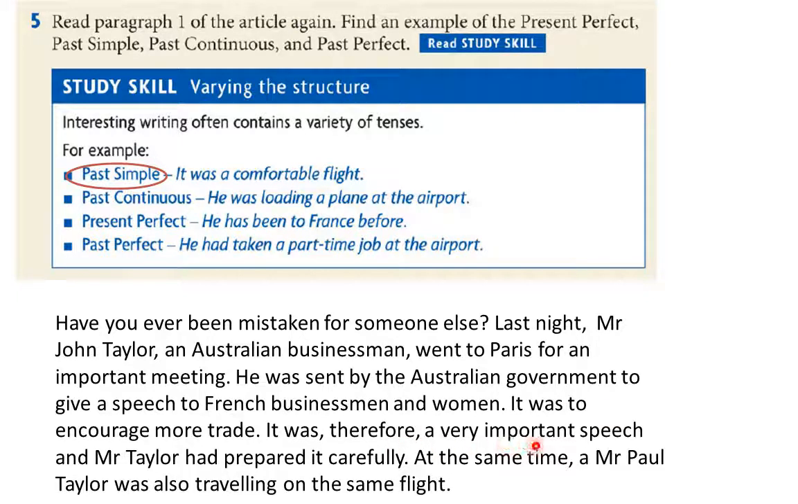And Mr. Taylor had prepared it carefully. Had is past, and it is followed by the past participle of the verb prepare. Had plus past participle means past perfect. At the same time, Mr. Powell Taylor was also traveling on the same flight. Mr. Powell Taylor was traveling.